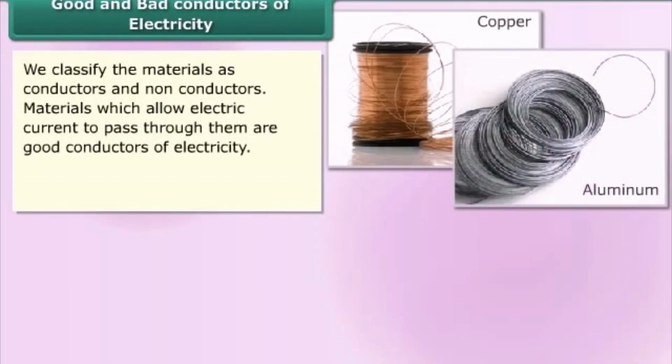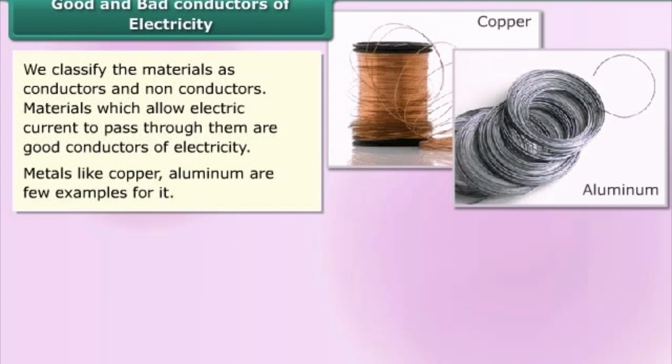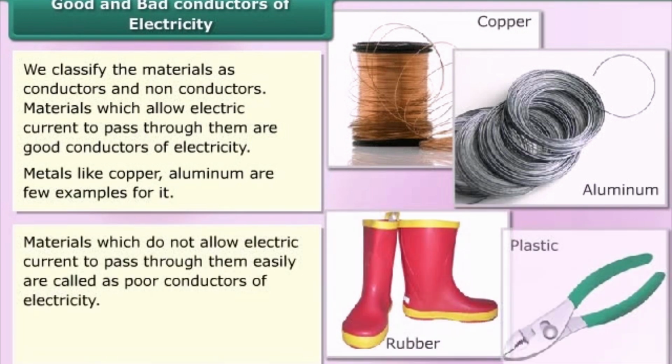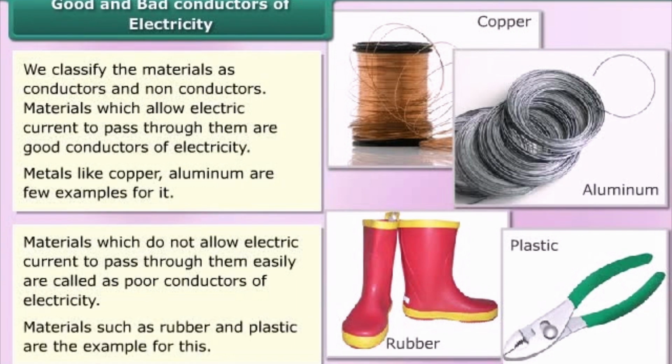We classify the materials as conductors and non-conductors. Materials which allow electric current to pass through them are good conductors of electricity. Metals like copper, aluminium are few examples of it. Materials which do not allow electric current to pass through them easily are called poor conductors of electricity. Materials such as rubber and plastic are the examples of this.